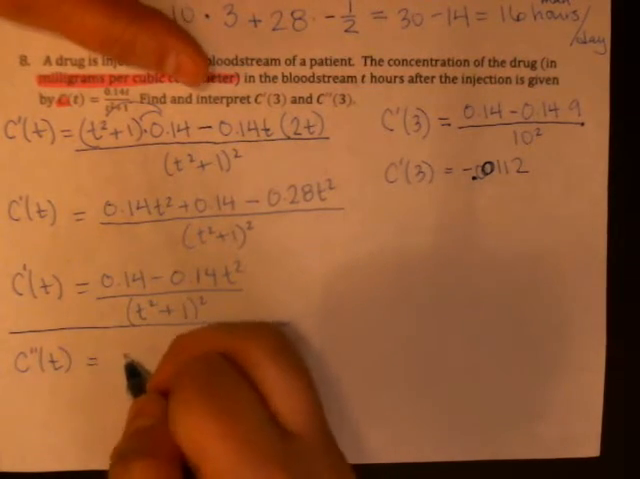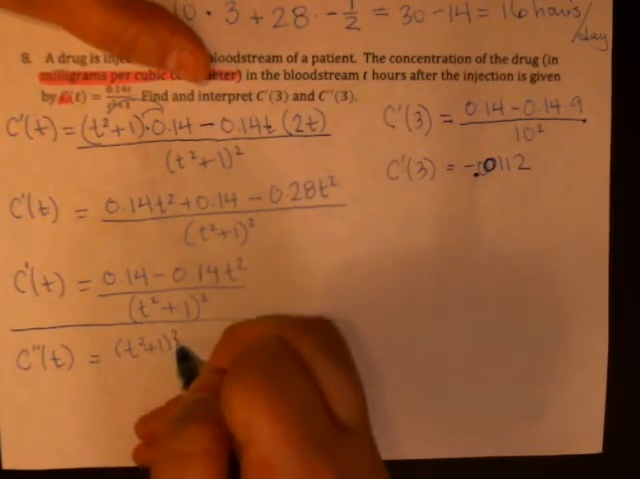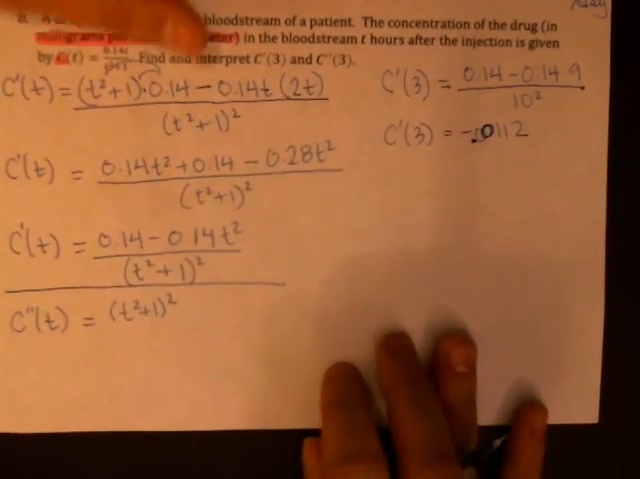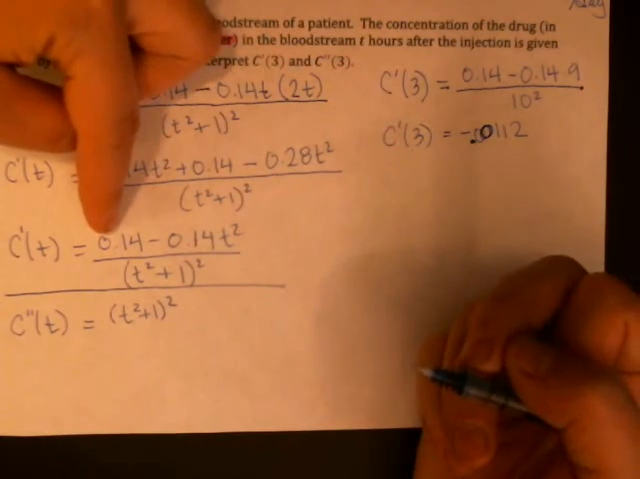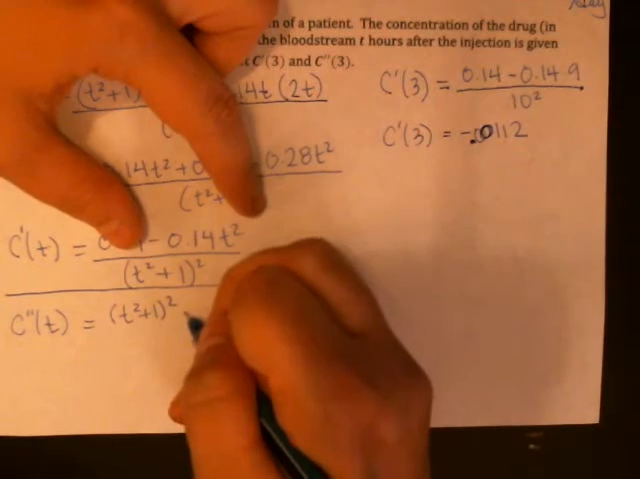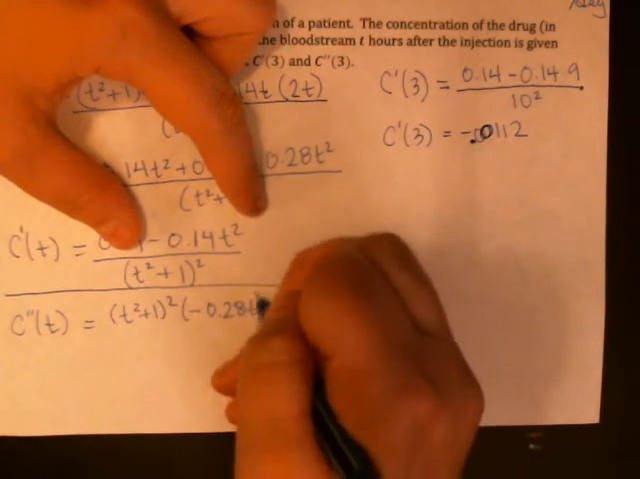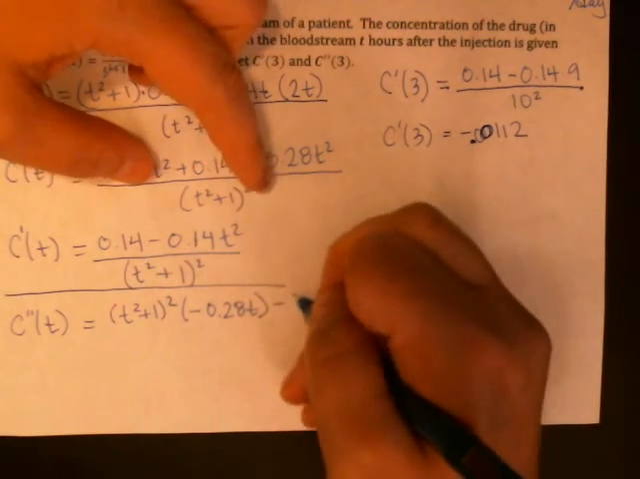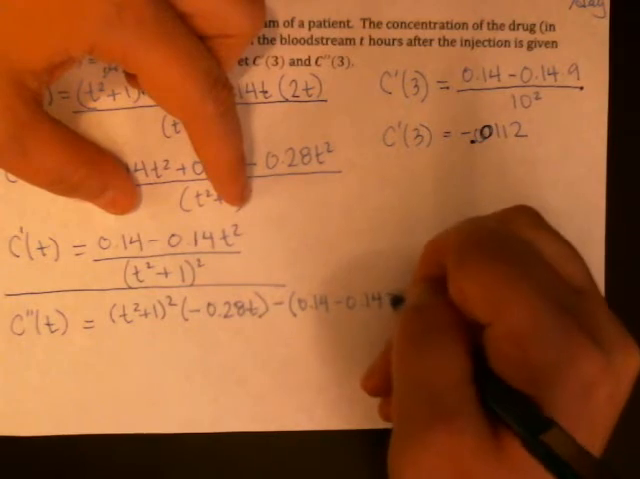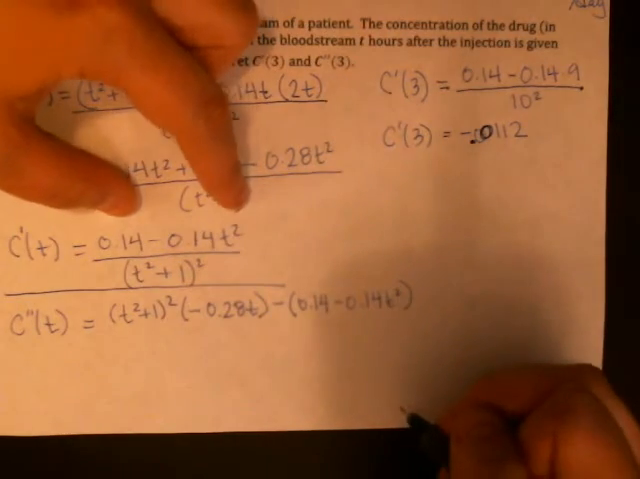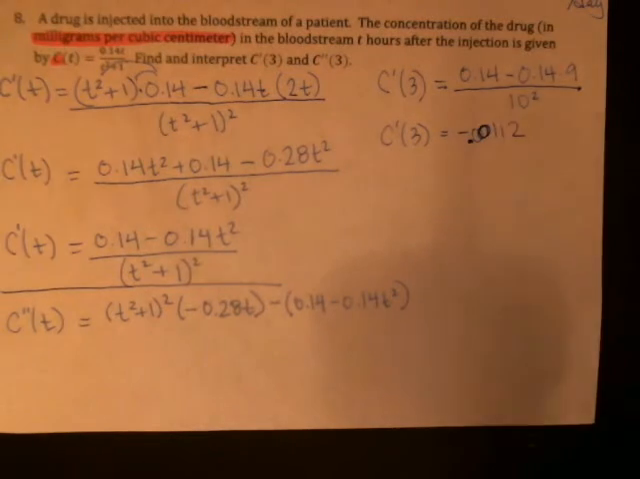So now, when I go to simplify, I get t squared plus 1 squared, the bottom, times the derivative of the top. So part of that's easy. Derivative of 0.14 is 0. And then we'll have a negative, bring the 2 down in front, 0.28t. And then I want minus the top, 0.14 minus 0.14t squared, times the derivative of the bottom, which I'm not actually loving.